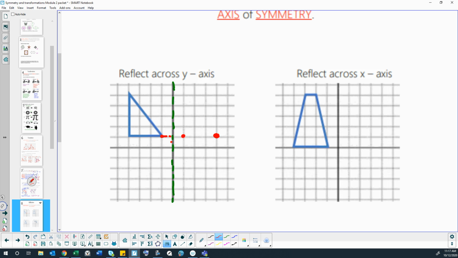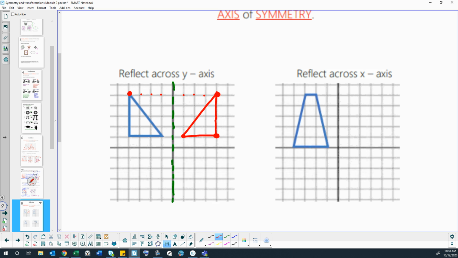Then our last point is this corner up here, which is a distance of 1, 2, 3, 4 away as well. So then we want to go 4 away the other direction. 1, 2, 3, 4. So I can put a point right there for that one. Now I'll just connect the dots, and my new image is a reflection of the old image over the y-axis.